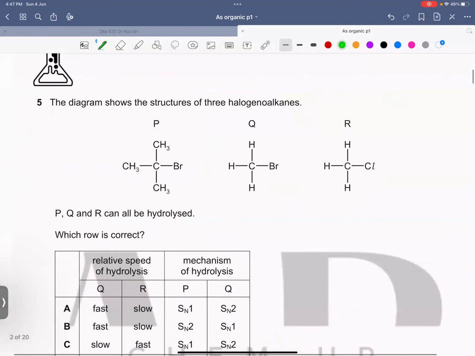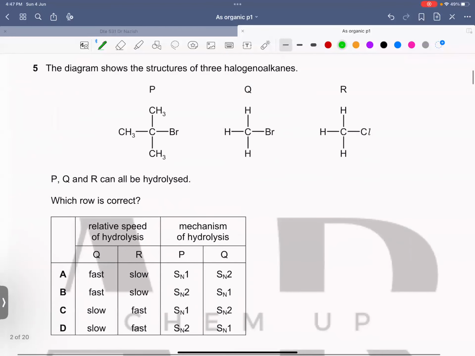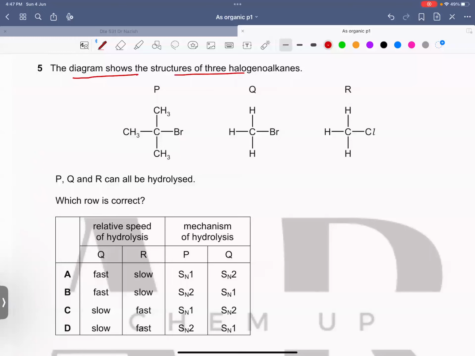Question number 5. Okay. The diagram shows the structure of the 3 halogenoalkanes. If you look at P, the carbon which is bonded to the functional group has 1, 2, 3 methyl groups. This makes it a tertiary halogenoalkane. A carbon bonded to the halogen has all 3 hydrogens. This makes it a primary halogenoalkane.